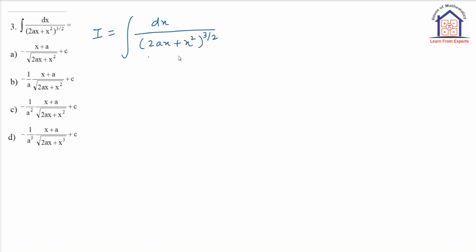To evaluate this integral, I have to make some adjustment here. I am observing that all the options have the term x plus a. And here the denominator is (2ax plus x square) to the power 3/2. So if you observe that, we know x plus a whole square. If we square this term, we get x square plus a square plus 2ax, right?